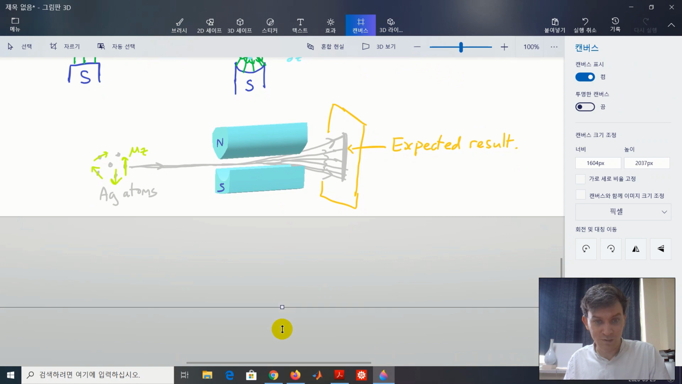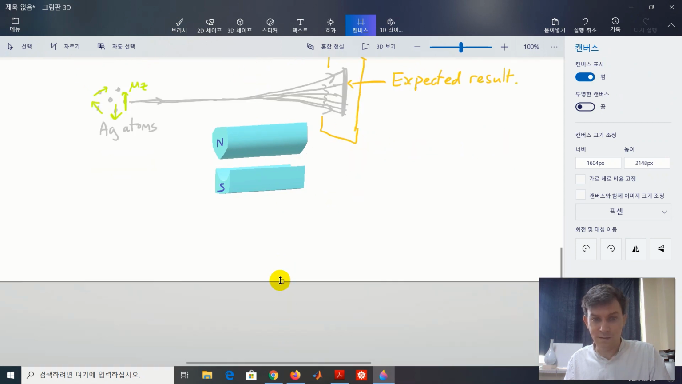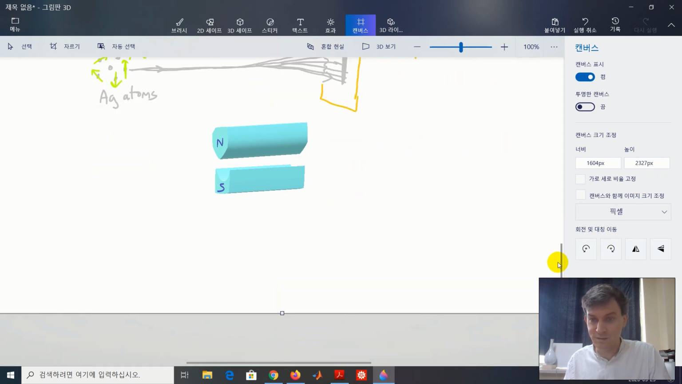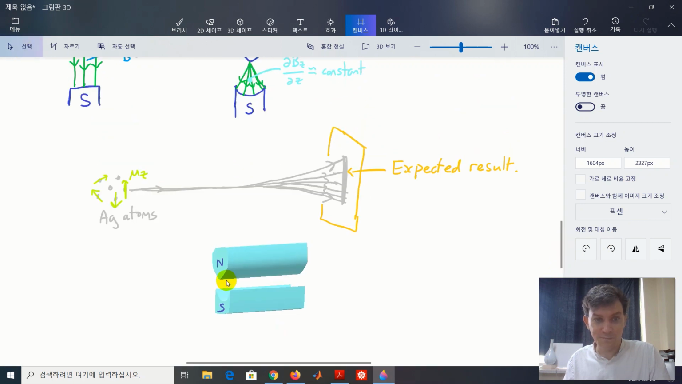So I just need a little bit more space. That's weird. Why did that move? Okay. Fine.